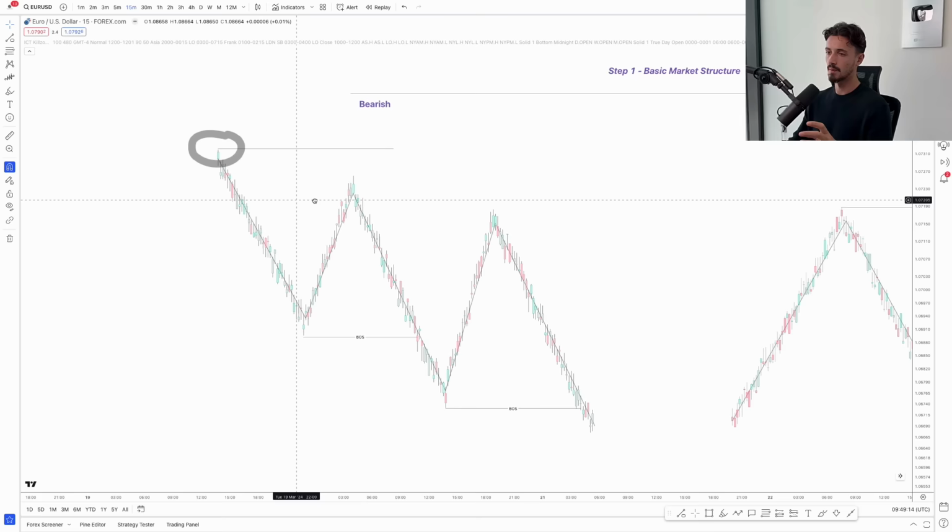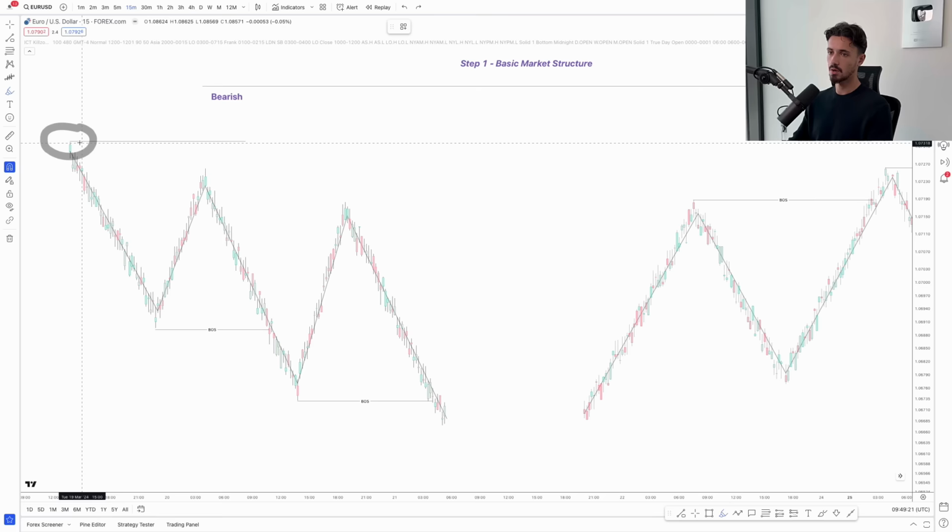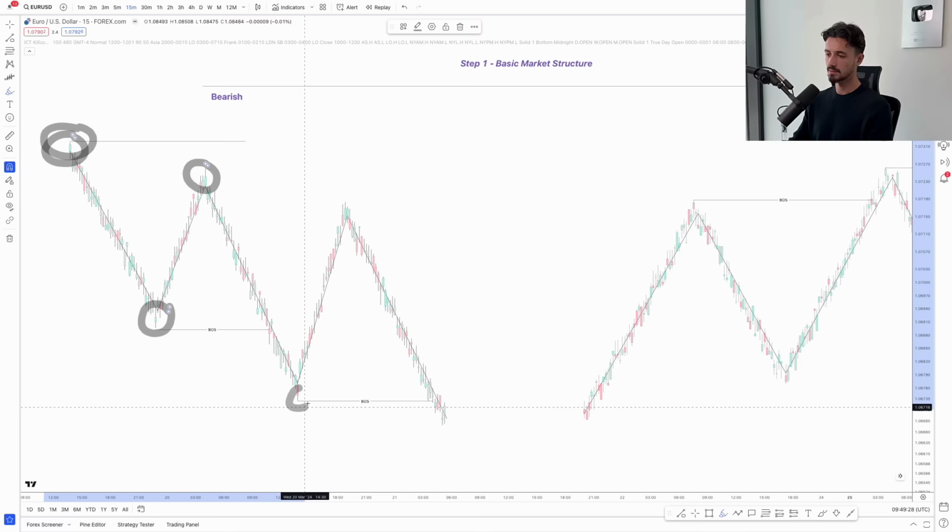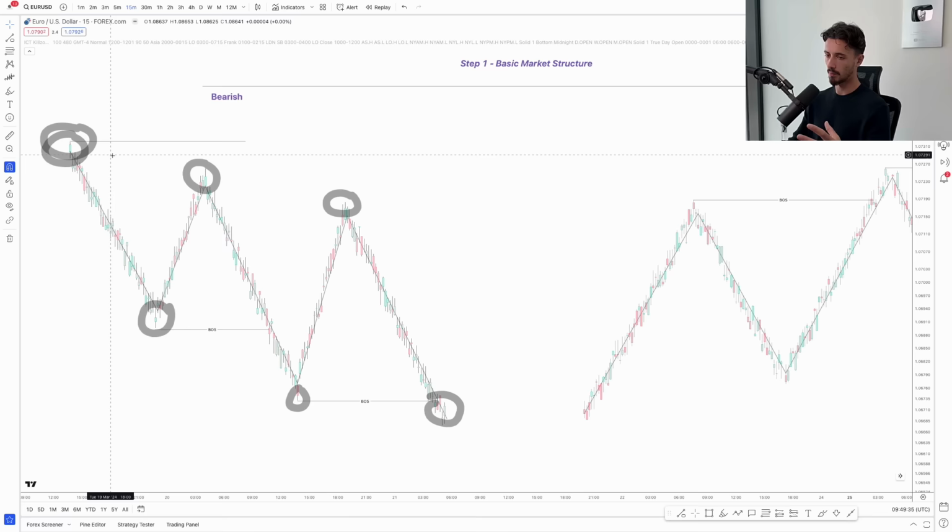Well, let's first and foremost map out the swings. So the first swing is going to be up here. The second swing, down here. The third swing, up here. The fourth swing, down here. The fifth swing, and the sixth swing. You can see that those are very clearly the swing points that caused price to either reverse or continue.